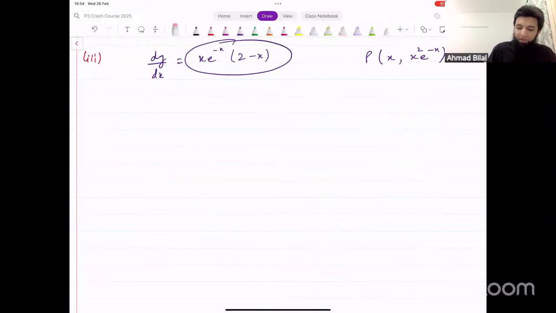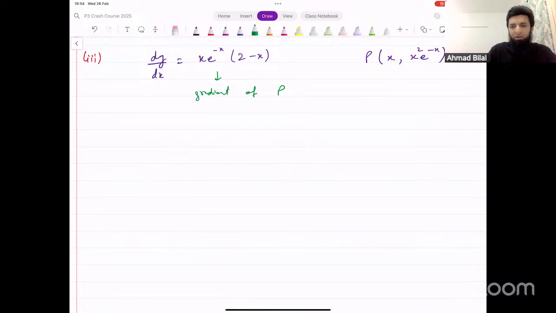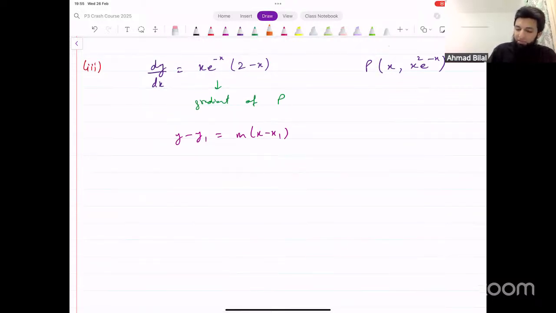This is the derivative of the curve. You can say this is the gradient of the point P in terms of x. Of course, we don't know the value of x. Using this and this, can we write down the equation of that tangent? What would that be? y minus y1 equals m into x minus x1. Of course, we're going to write that in terms of x. Okay. The point that we have is this. This is x1 and y1. And this is the gradient, this whole thing, in terms of x.